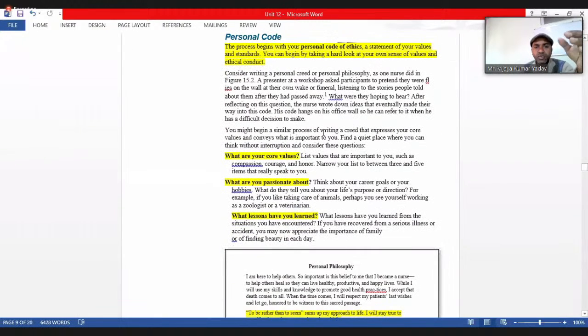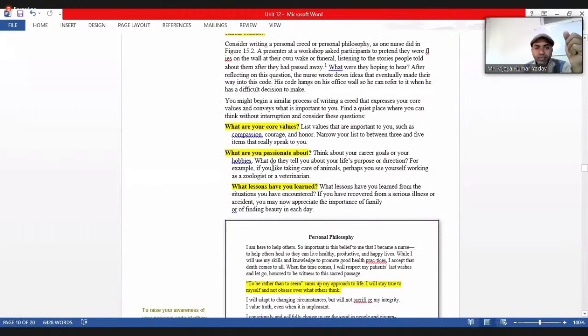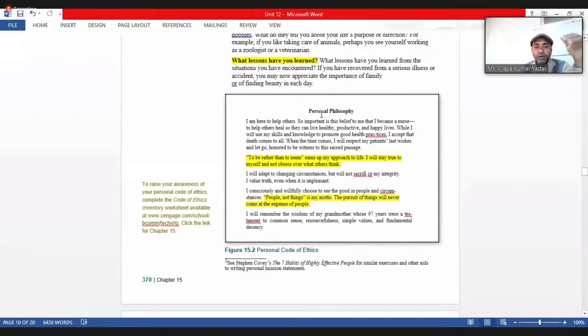So what are your core values? It means list the values that are important to you. Then, what are you passionate about? Think about your career goals or your hobbies. What do they tell you about your life's purpose and direction? That is, in which direction your life is moving. Then, what lessons have you learned from the situations you have encountered in life, and while working in the workplace? You might have faced different situations, so what have you learned from every situation? On the basis of all this, your personal code is determined.